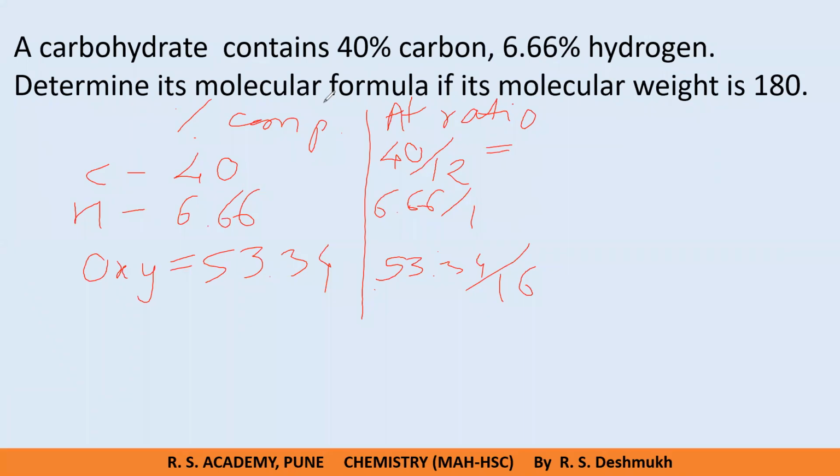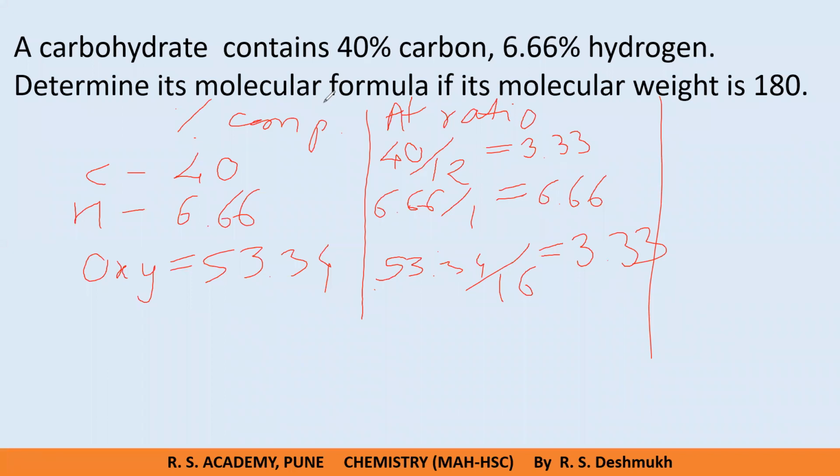So I will calculate 40 upon 12. 12 3s are 36, 4 remains, so 3.33. Yeah, it is already 6.66. And here 16 3s are 48, so 3.33. So this is the atomic ratio: 3.33, 6.66 and 3.33. So this is the second step. What I have done: in the first step I found out the percentage composition. In the second step I found out the atomic ratio by dividing the percentage by the atomic mass of that element.